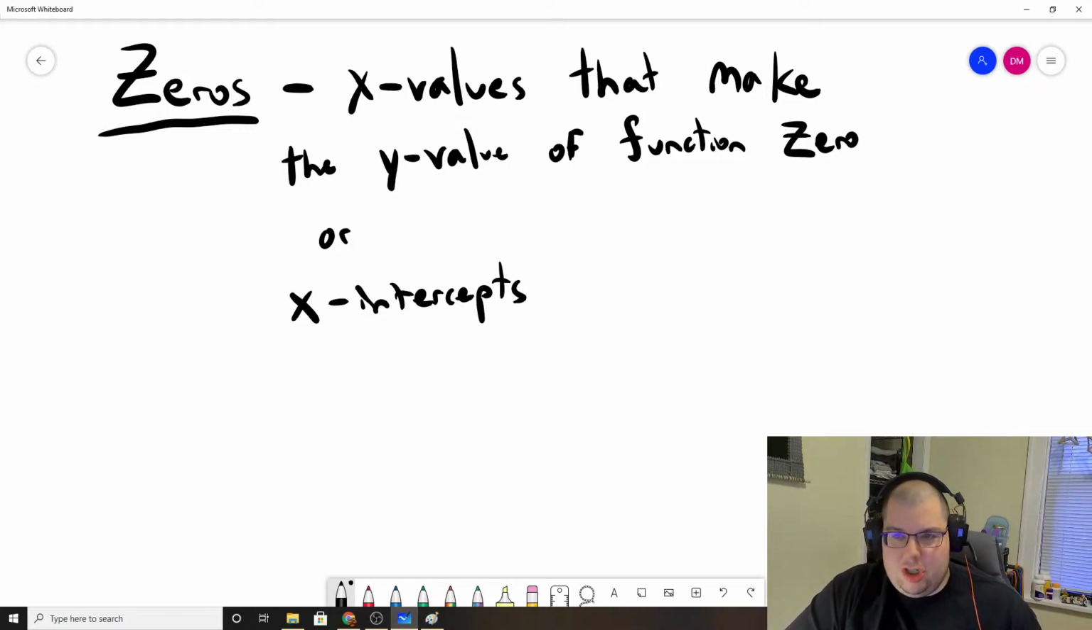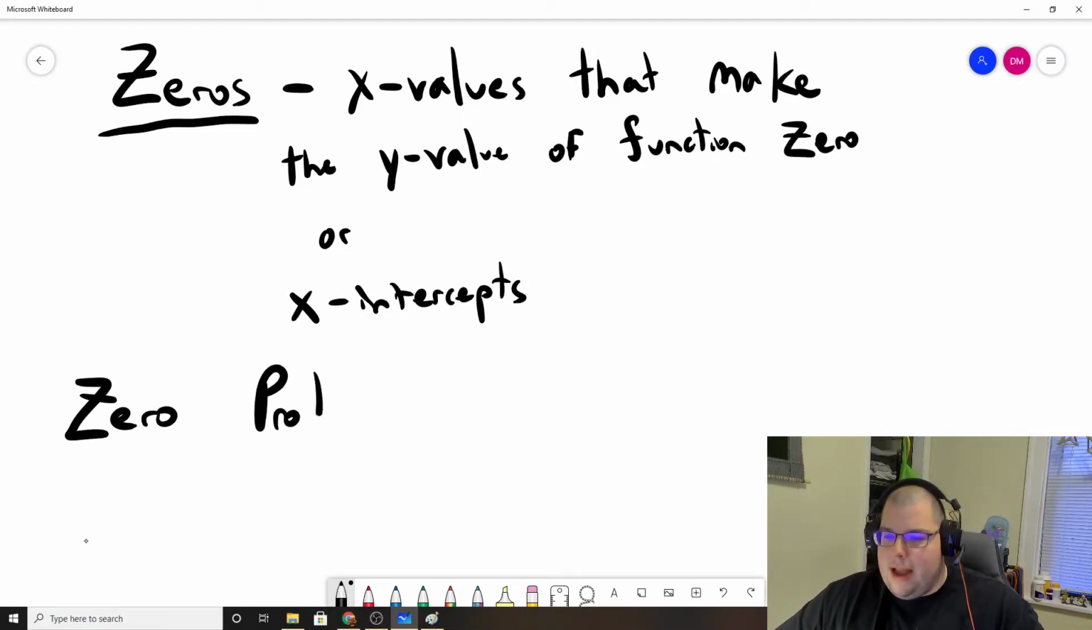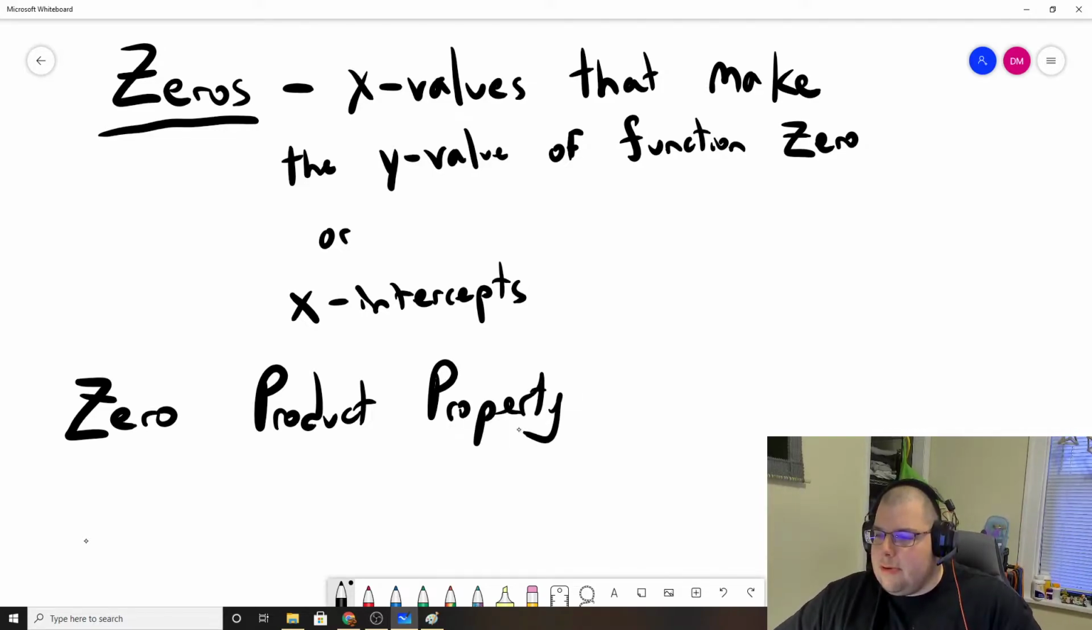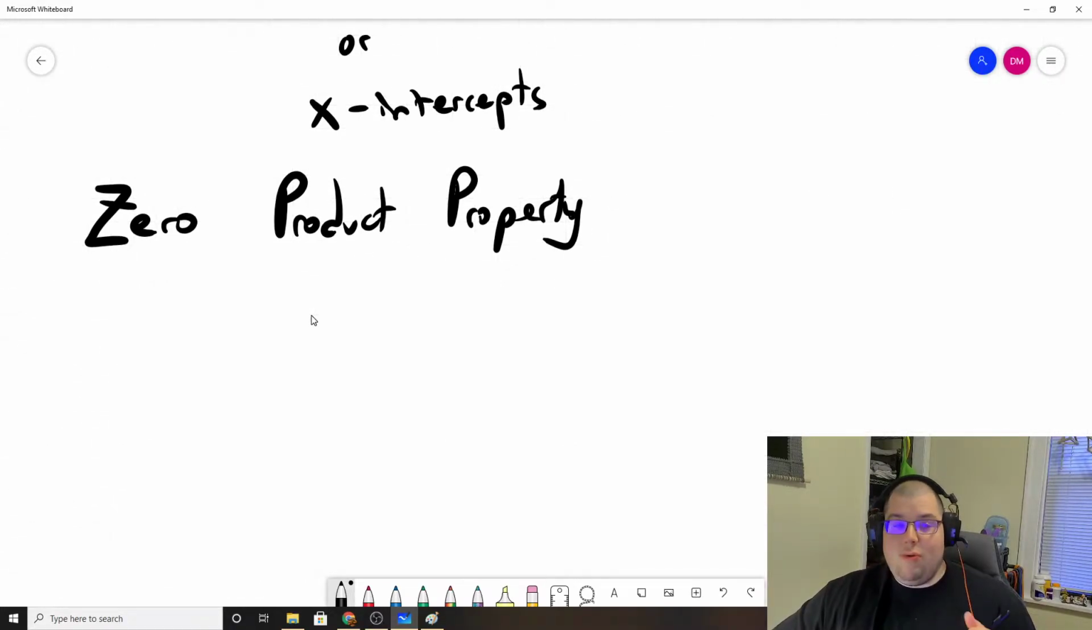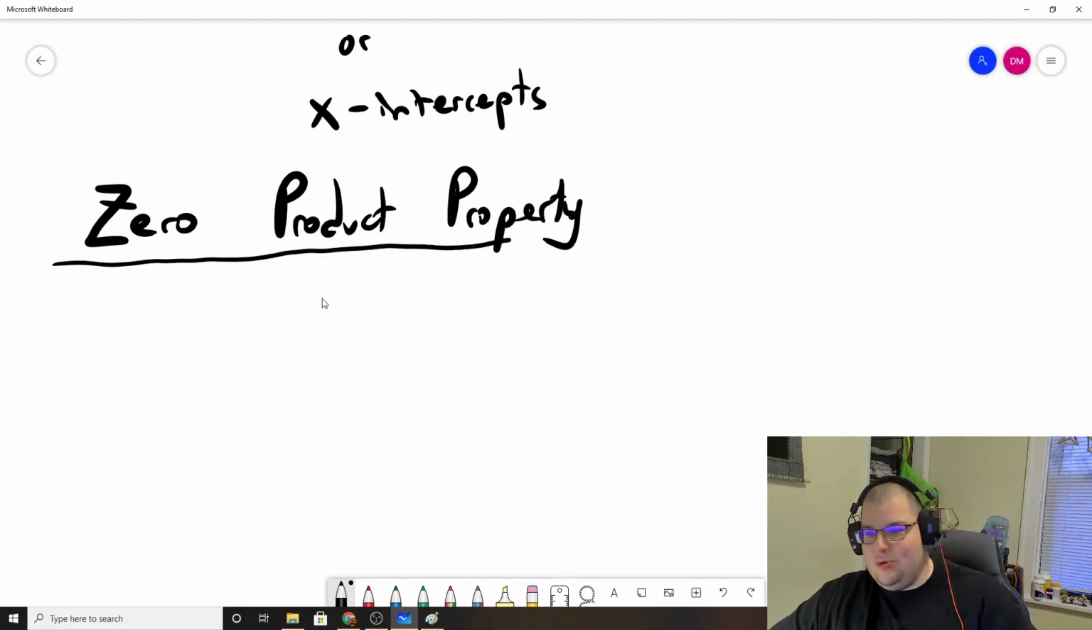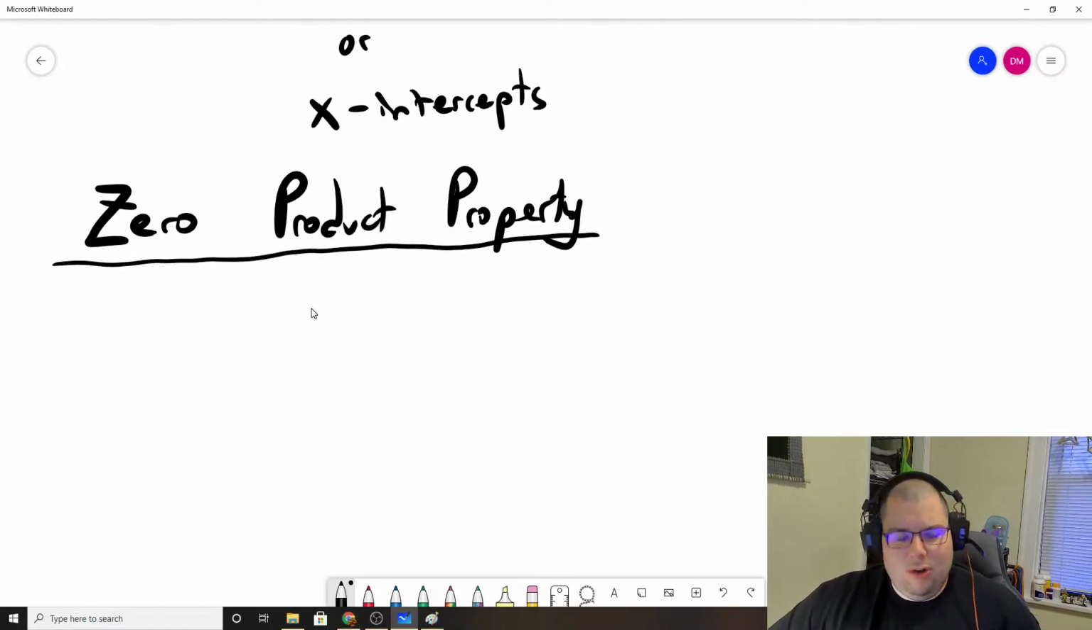But first, before we start getting into finding zeros, what we've first got to talk about is called the zero product property. And what on earth does that mean? Well, you already know the zero product property if you're in high school, or even probably earlier than that. You knew of the zero product property, but you might not have known its name.